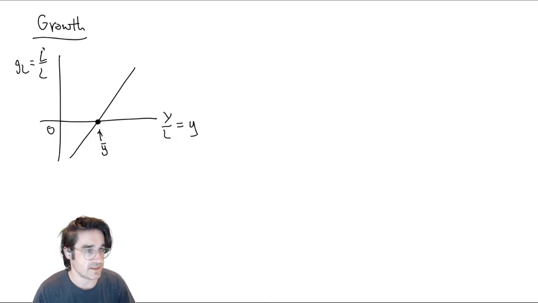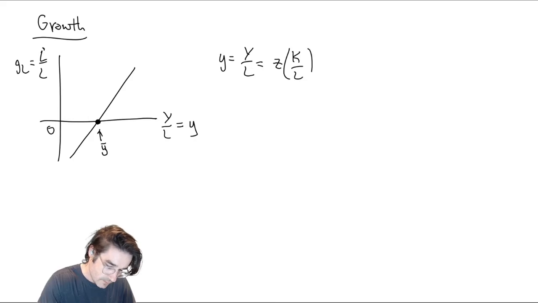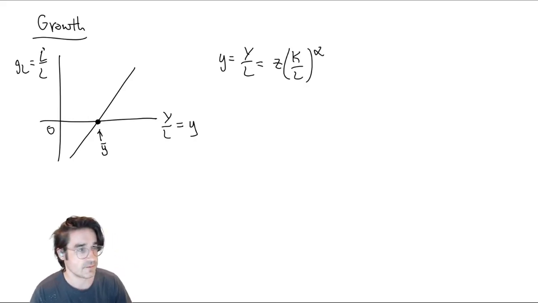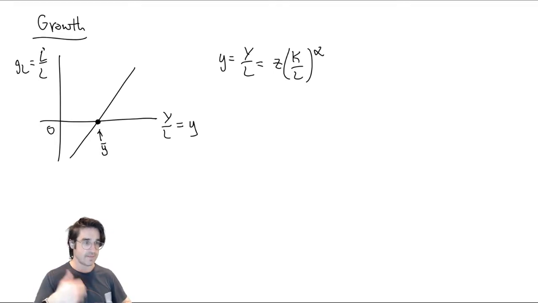if you're at steady state and you have an increase in technology Z, remember, little y is Y over L, which is Z times (K over L) to the alpha. That's our production function transformed. So if you have an increase in Z in the short run, K and L are fixed. K is fixed and L is a slow moving object. So Z jumps up in the short run, and y is going to jump up.